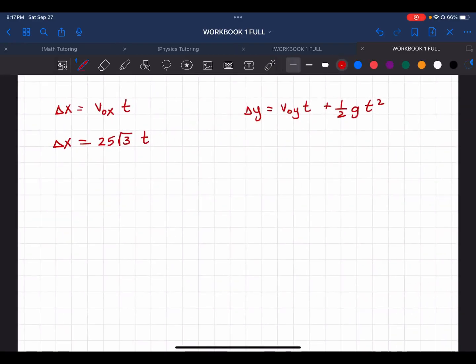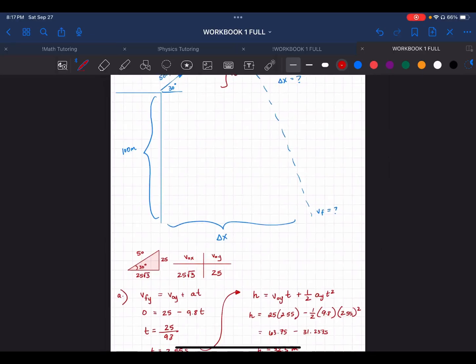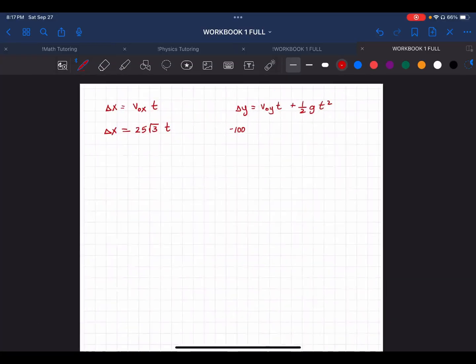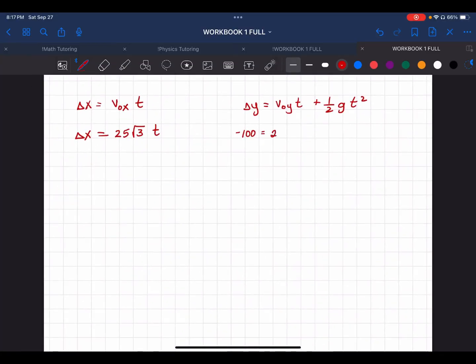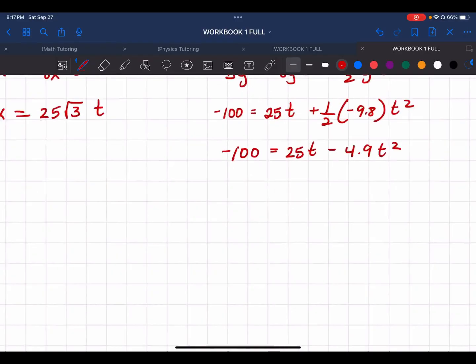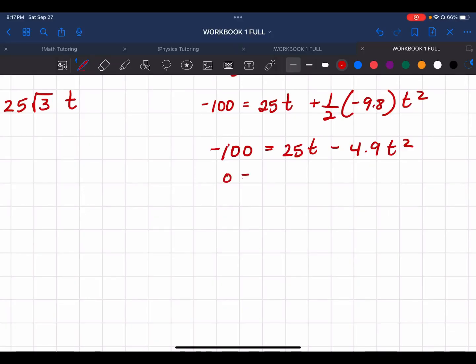I'm going to use negative 100 because the displacement is negative, it's going down, and I use this as my origin. V0y was 25, plus 1/2 of negative 9.8 times t squared, so negative 100 equals 25t minus 4.9t squared. So now I have a quadratic. I'm going to set it equal to 0 because I know how to solve quadratics. We've done this many times.